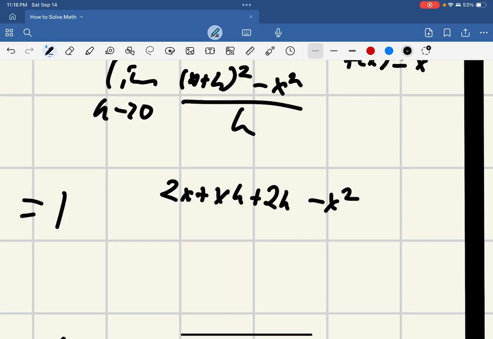Sorry, I meant to rewrite this as x squared. Okay, I messed up really badly. It's actually x squared plus 2xh plus h squared. I don't know why I said 2x and 2h and just one xh. Anyways.